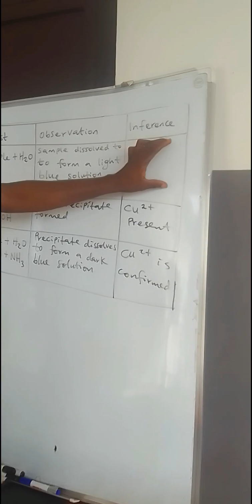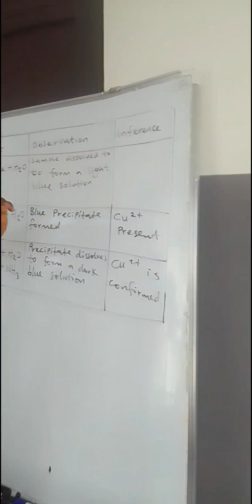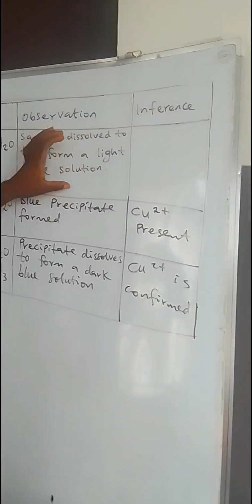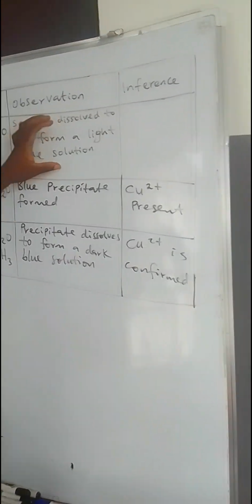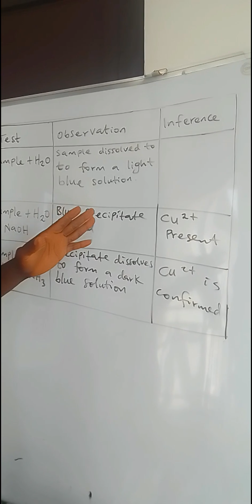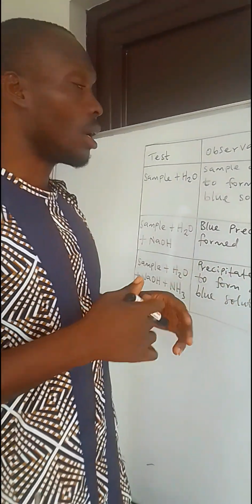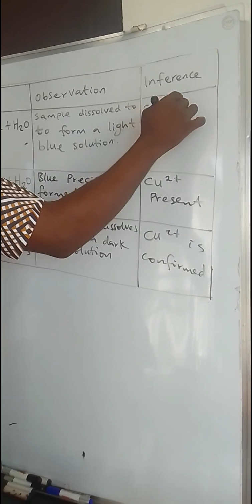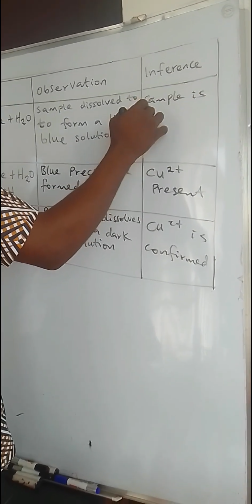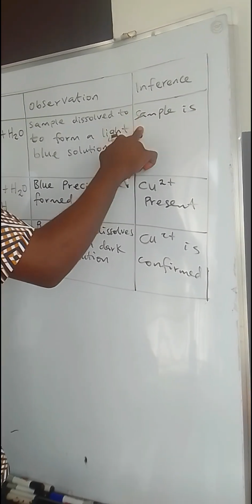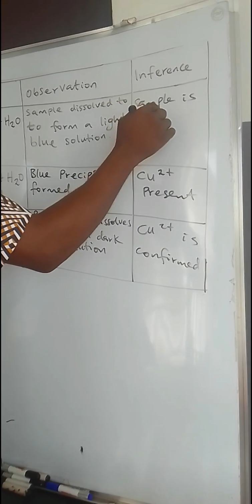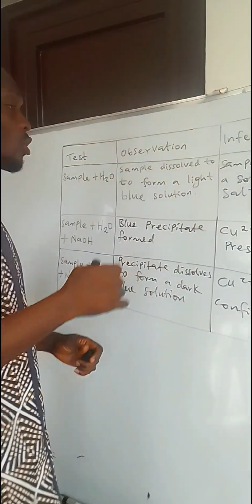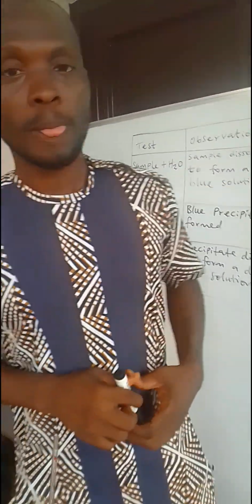Remember, in this column, the reason I left it vacant is that I have not actually known the sample, because it can be any sample. Any sample can be soluble. So we can now say that the sample is a soluble salt. So the sample is a soluble salt.